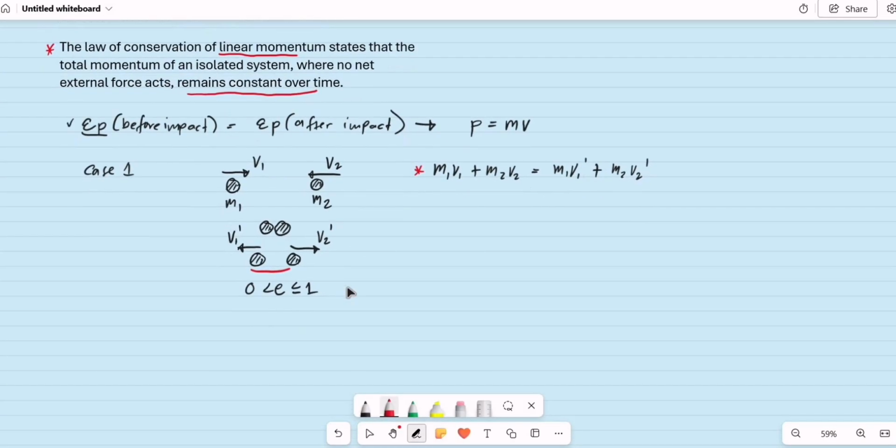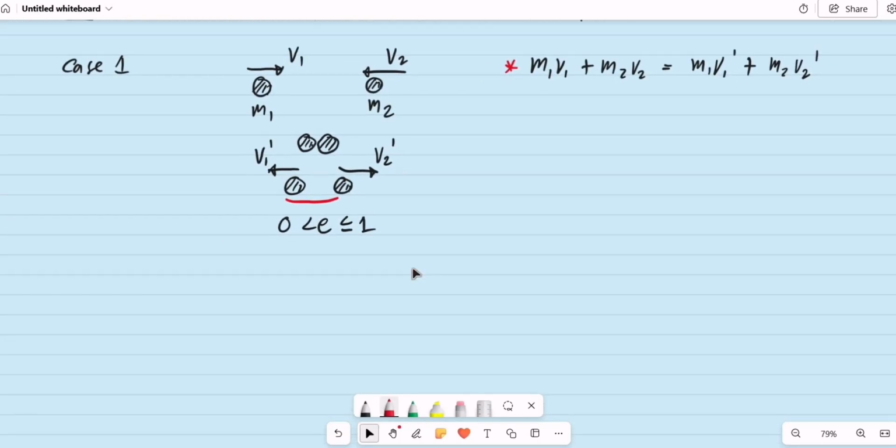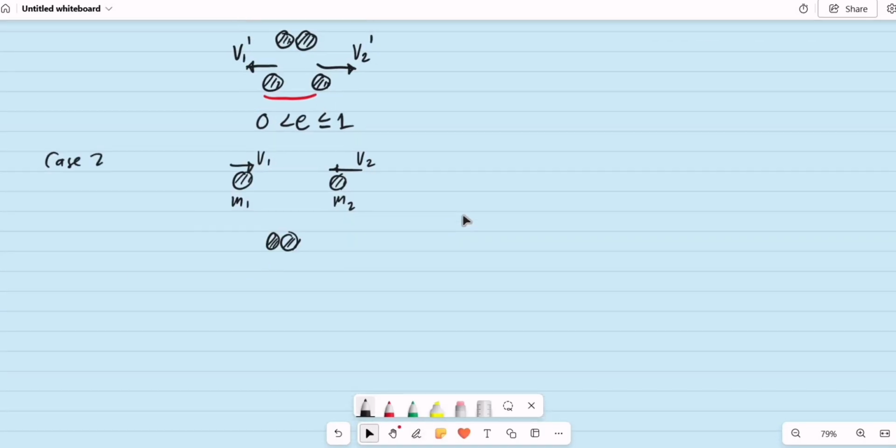Then we can have our case number 2. For example again, we have two objects that are about to collide. Let's say we have v sub 1 to the right, m sub 1. We have v sub 2 to the left, and the mass is m sub 2. So they are about to collide. And then after collision, they are to stick together, and then they will move as one.